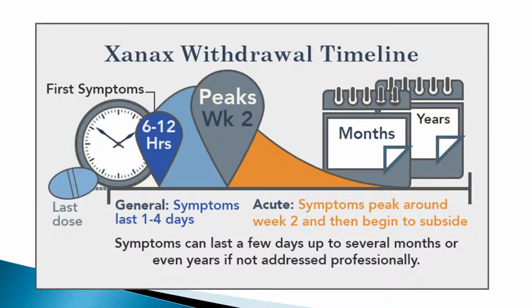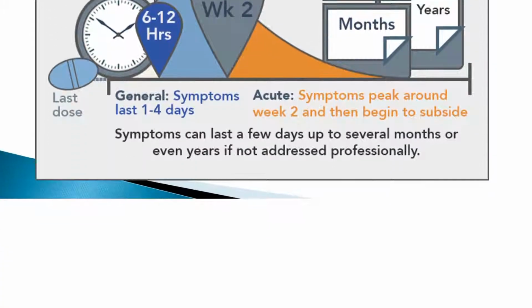Xanax withdrawal timeline. Symptoms typically appear 6 to 12 hours after the last dose and peak within 2 weeks, and last for 1 to 4 days. It may take months to years to disappear if not addressed professionally.